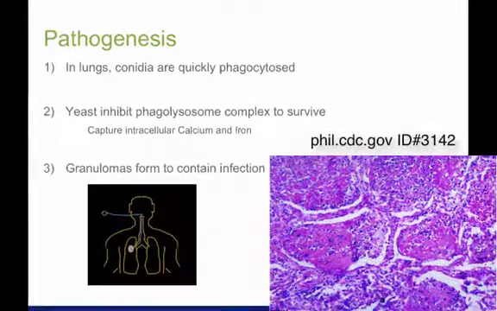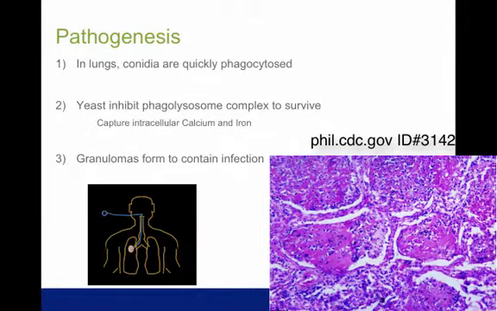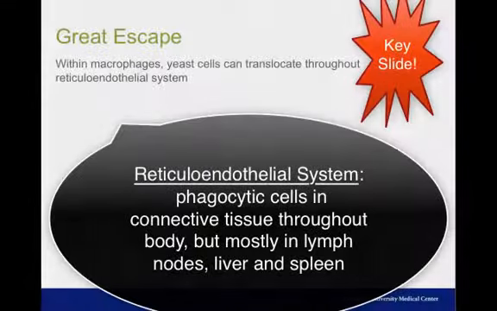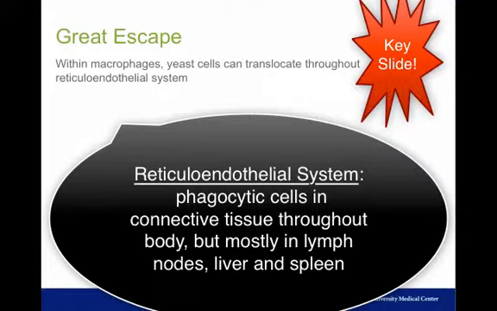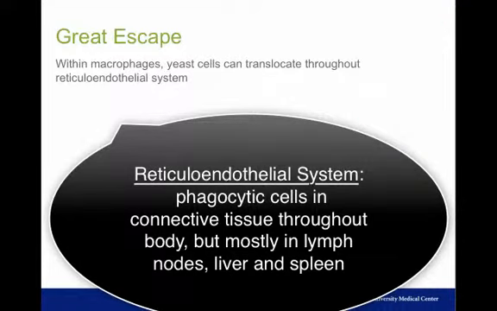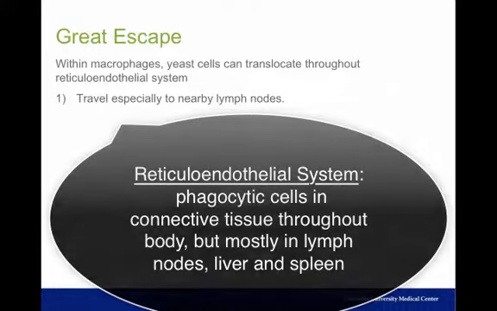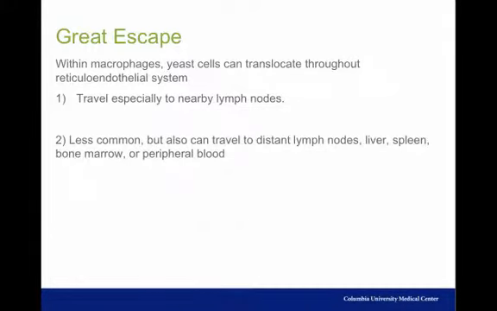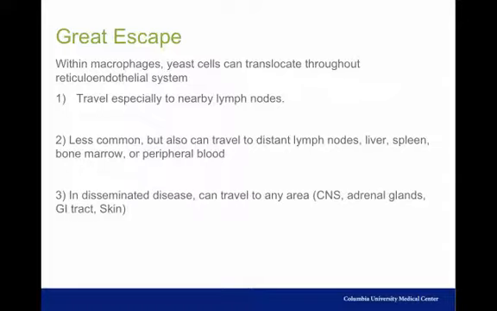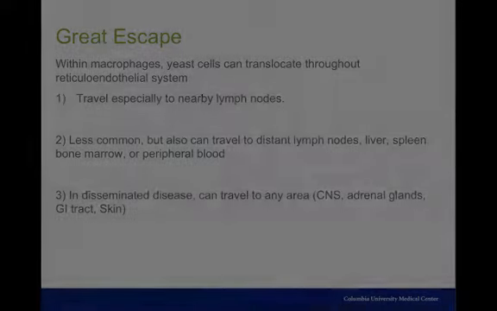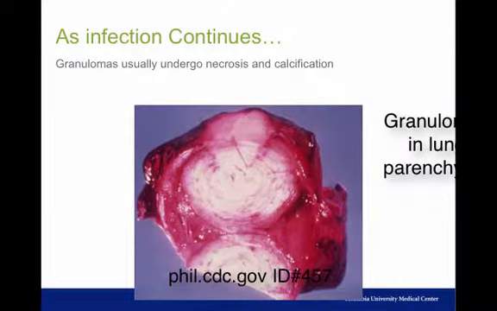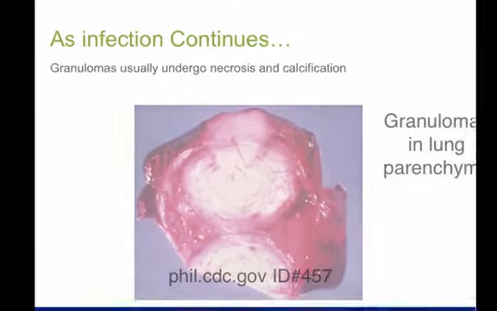The body attempts to contain the infection via granuloma formation. Some yeasts, however, use the macrophages as vehicles to translocate through the reticuloendothelial system. They mostly travel to local lymph nodes, but they can also travel to distant lymph nodes, the liver, the spleen, bone marrow, or peripheral blood. In disseminated disease, they can travel to any area. Wherever the yeast travel, granulomas may be found forming.